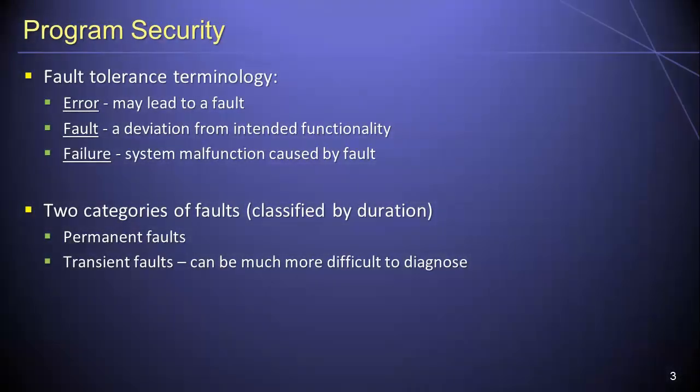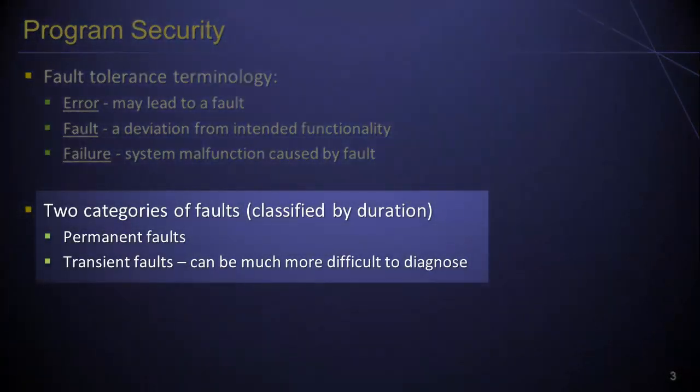Note that we can classify faults into 2 separate groups according to the manner and frequency with which they appear. Permanent faults are those faults which occur every time a program is executed, while transient faults are those faults which occur only intermittently. Transient faults are, of course, almost always much more difficult to diagnose than permanent faults.